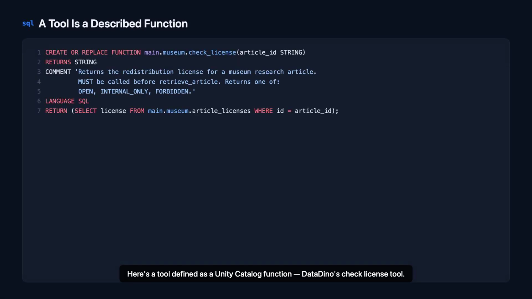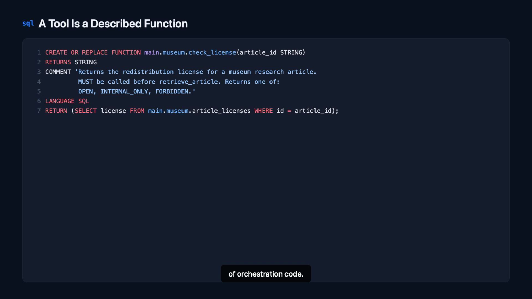Here's a tool defined as a Unity catalog function, DataDino's check license tool. The function takes an article ID, returns a license string. But look at the comment block. It doesn't just say what the function returns, it explicitly tells the model this must be called before retrieve article, and it enumerates the possible return values. That comment is what gets passed to the LLM as the tool description. The model reads it and learns the ordering constraint without you writing a single line of orchestration code. The function and parameter comments are doing real work here. They're encoding behavior, not just documentation.